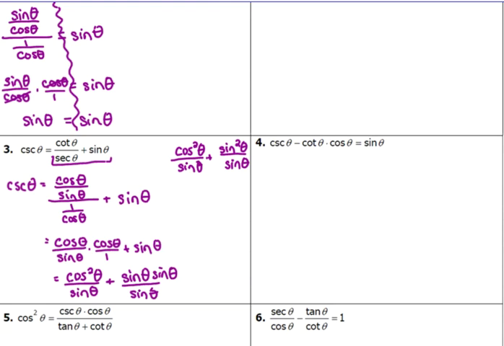So sine times sine is sine squared. We have a common denominator, so we can add their numerators. So cosine squared plus sine squared over sine of theta. And cosine squared plus sine squared is 1. And 1 over sine of theta is cosecant, which was what we were supposed to have. It was supposed to equal cosecant. Now, ideally, you just have one big line here going straight down.